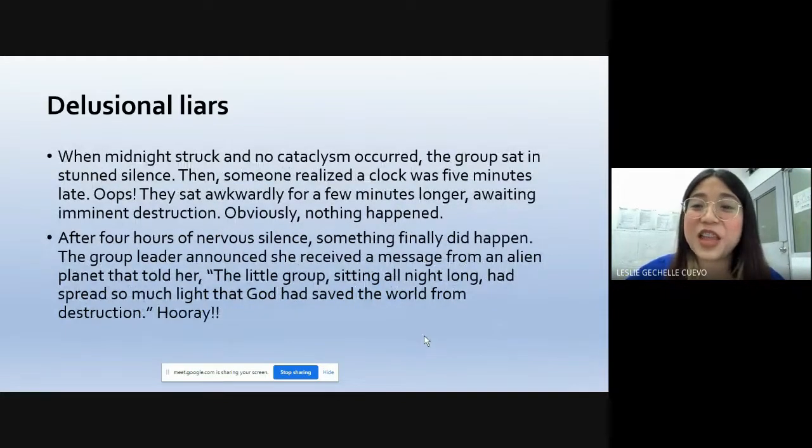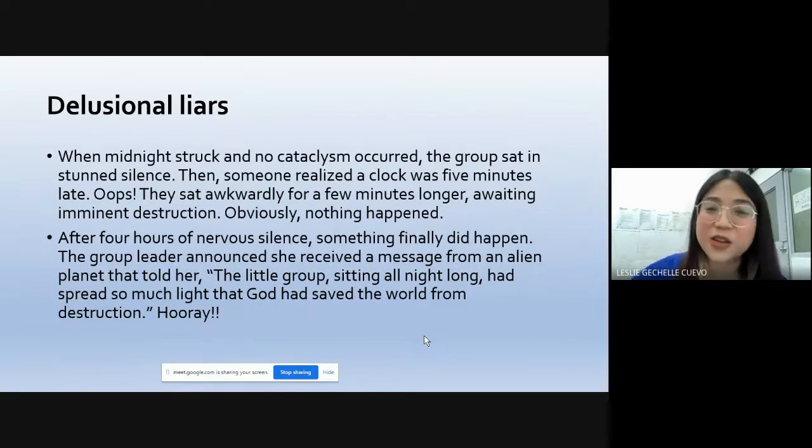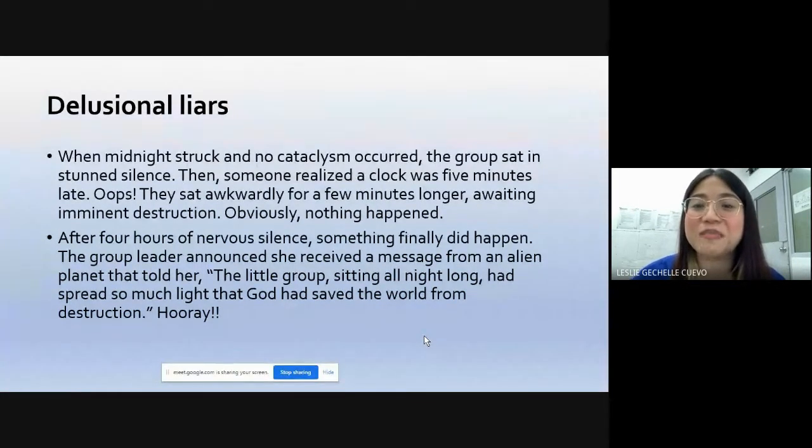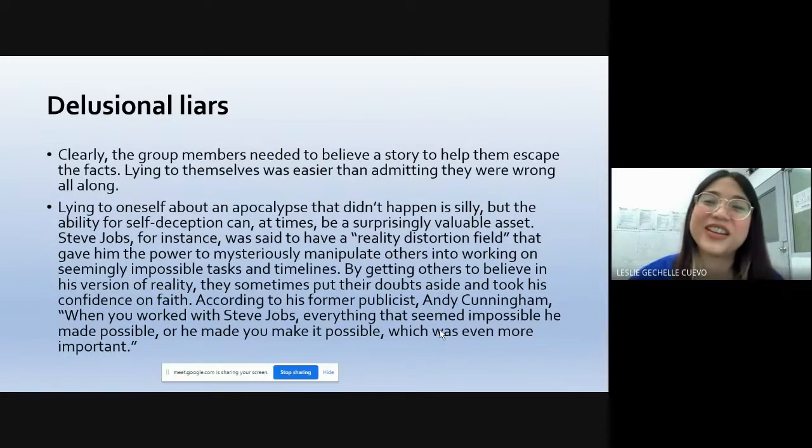When midnight struck and no cataclysm occurred, the group sat in stunned silence. Then someone realized a clock was 5 minutes late. Oops, they sat awkwardly for a few minutes longer, awaiting imminent destruction. Obviously, nothing happened. After 4 hours of nervous silence, something finally did happen. The group leader announced she received a message from an alien planet that told her the little group sitting all night long had spread so much light that God had saved the world from destruction. Along saying niya doon. So clearly, the group members needed to believe a story to help them escape the facts.